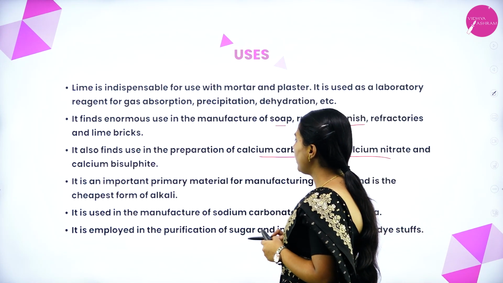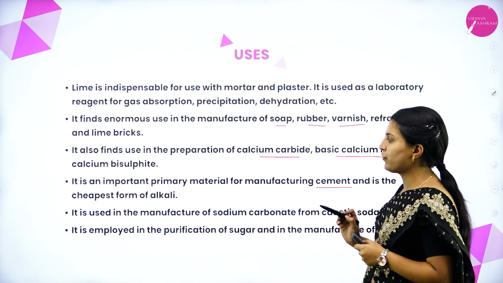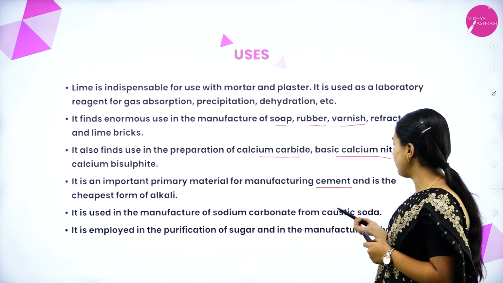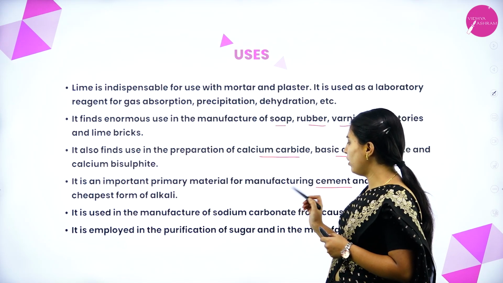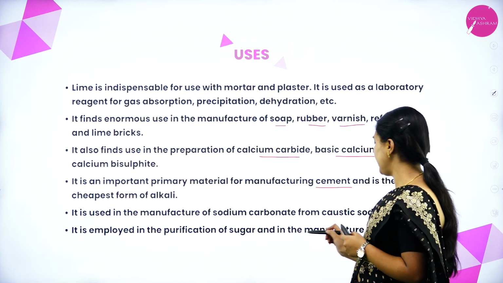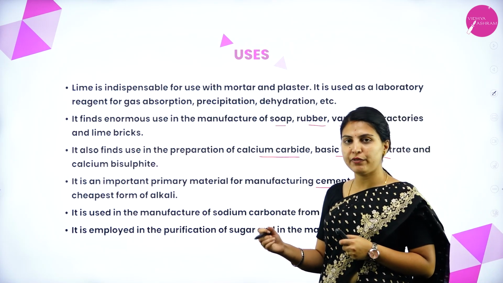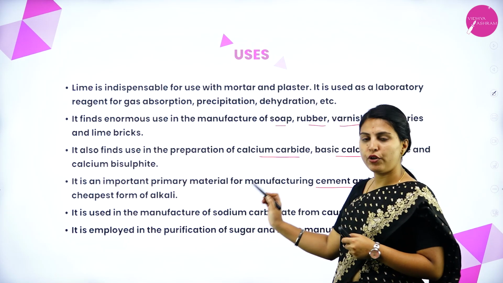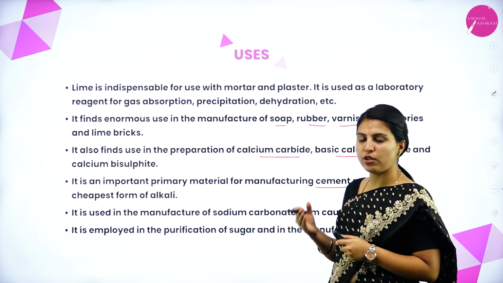It is an important primary material for manufacturing cement and is the cheapest form of alkali. It is used in the manufacture of sodium carbonate from caustic soda. It is employed in the purification of sugar and in the manufacture of dye stuffs. When the sugar has been prepared, it will be treated with this calcium for the purification of sugar. This is about the uses of lime.